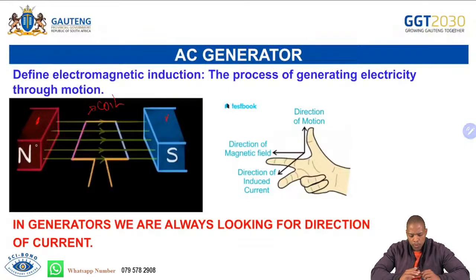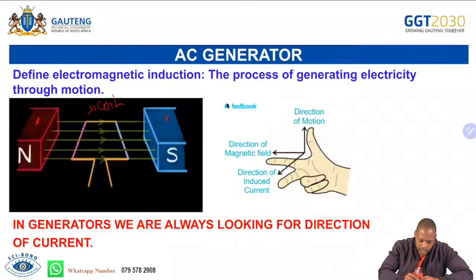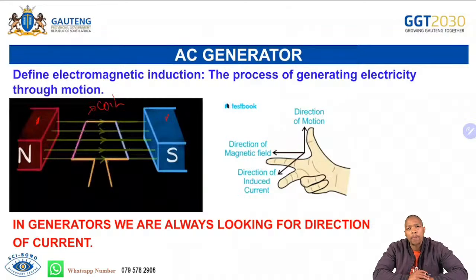So what electromagnetic induction is saying is that if I take this coil and move it across the magnetic field such that it is cutting the magnetic field, maybe I move it up and down, then in this coil, which is a conductor, I'm going to generate electricity, meaning there is going to be current induced here. We're going to induce current, and we're also going to induce EMF.